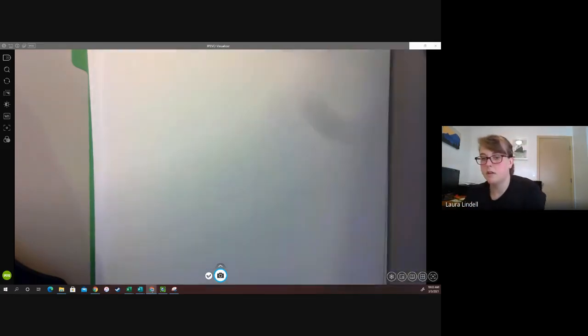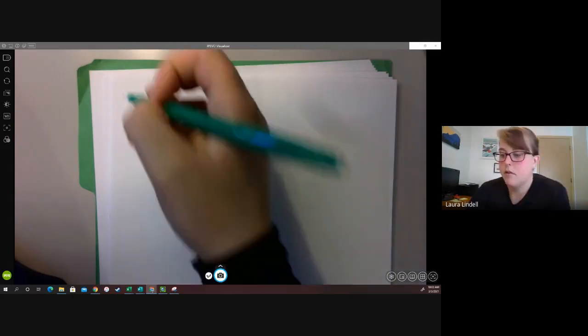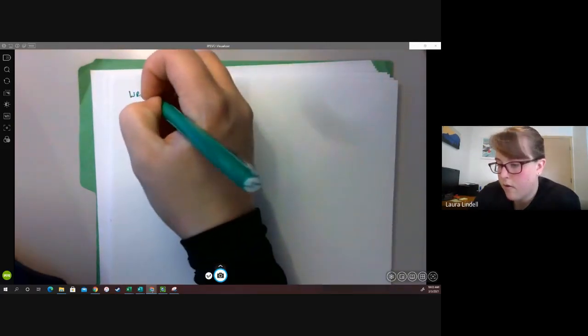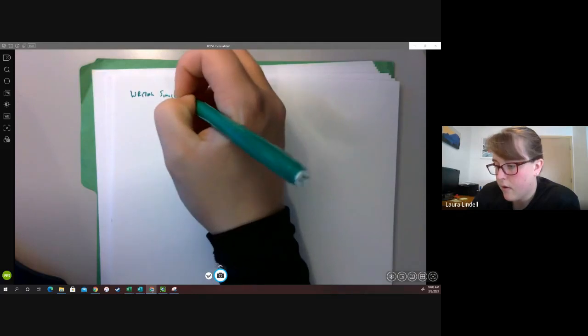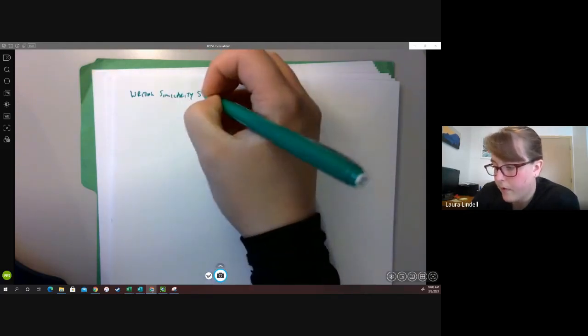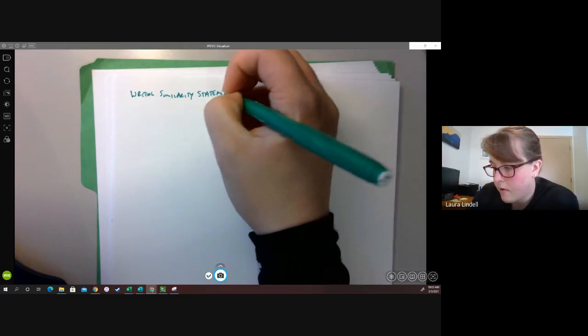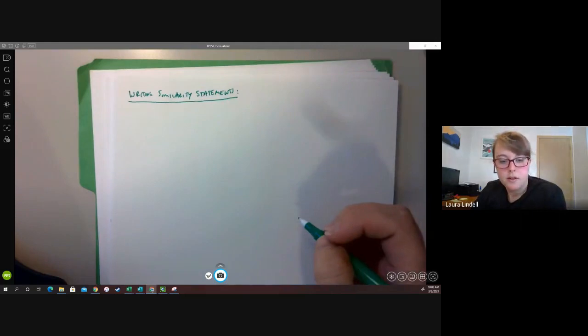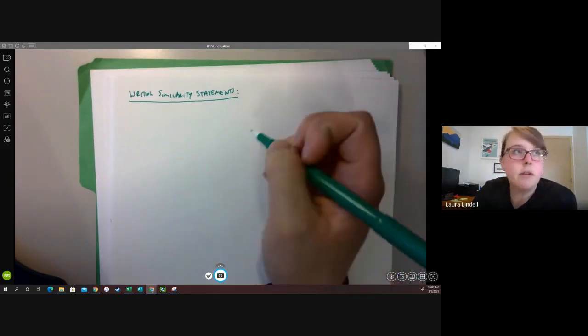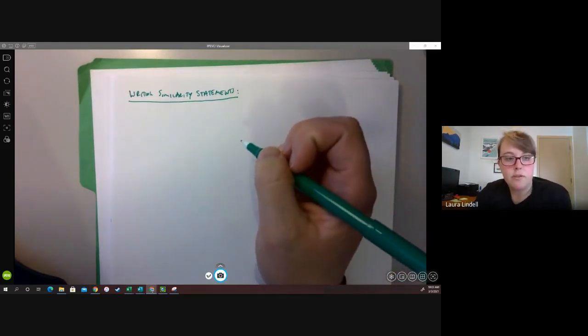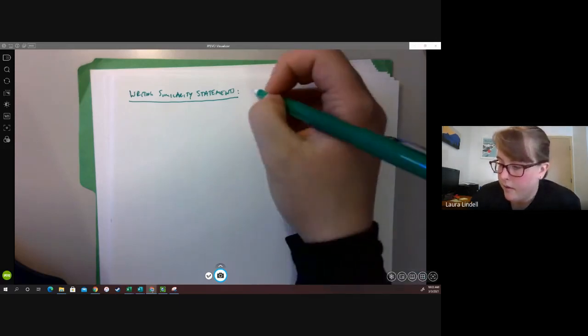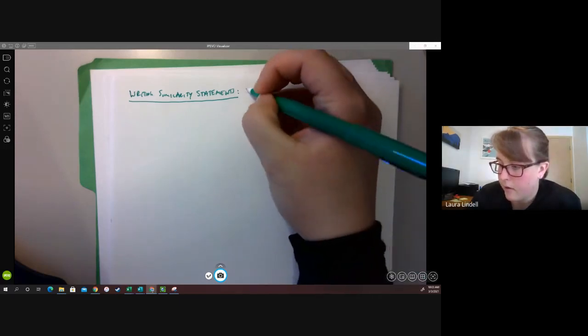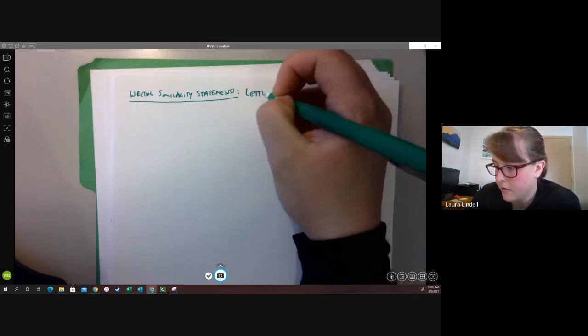Okay. So let's give that a go. Writing similarity statements. Okay, so the simplest case you'll see will be dealing with triangles where you know all of the angle measures. And in this case, as always, letter order matters.